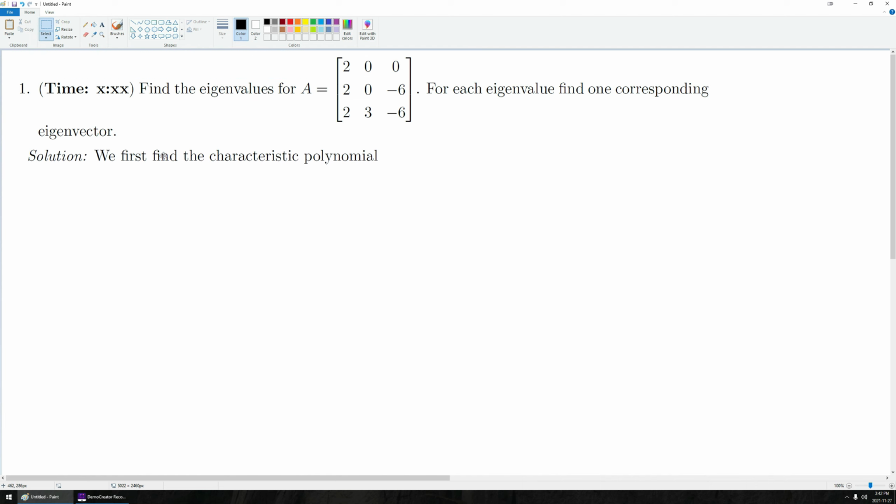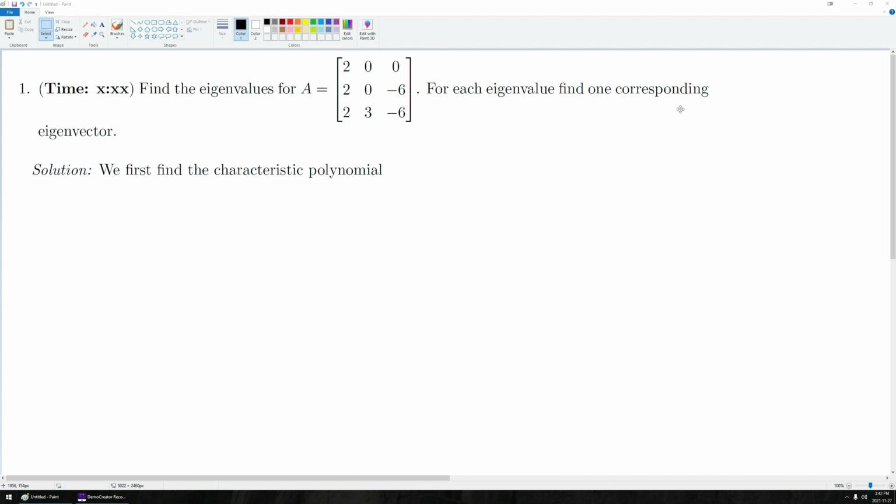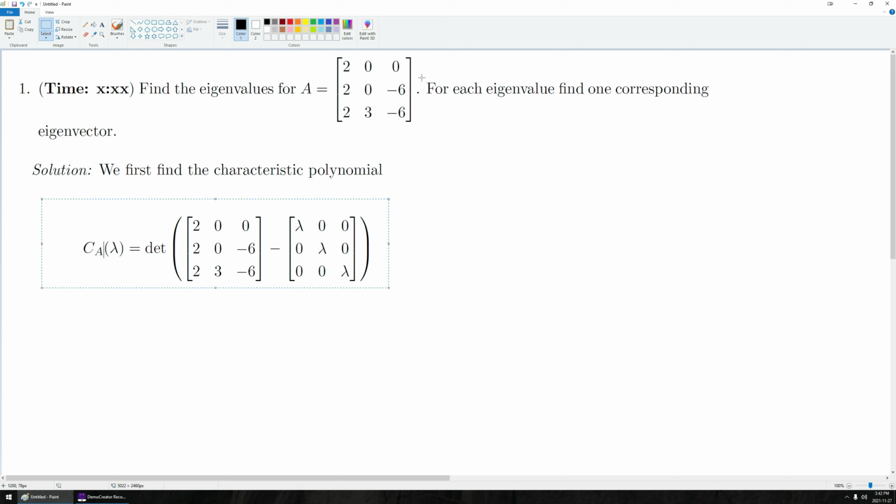The first thing we want to do is find the characteristic polynomial for this matrix A. How do we do that? Well, by definition, the characteristic polynomial is simply the determinant of A, the matrix up here, minus lambda times I. So to be explicit, I want to compute this determinant here. That's not bad to compute, right?